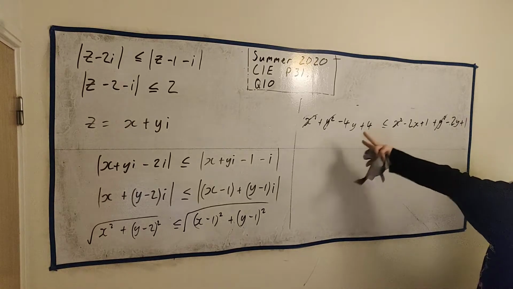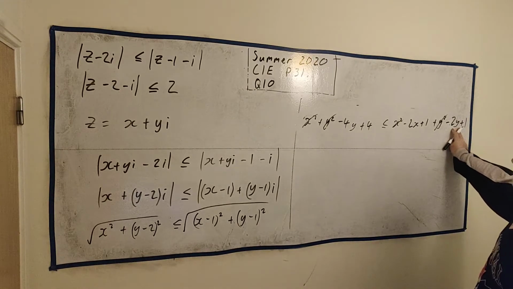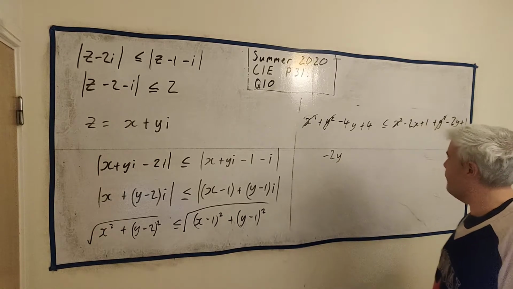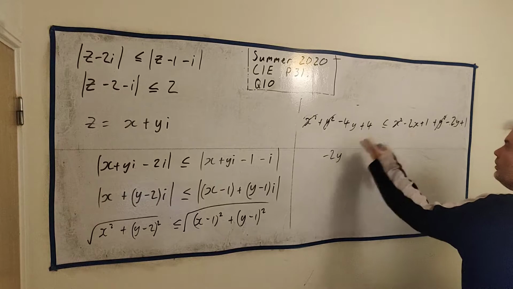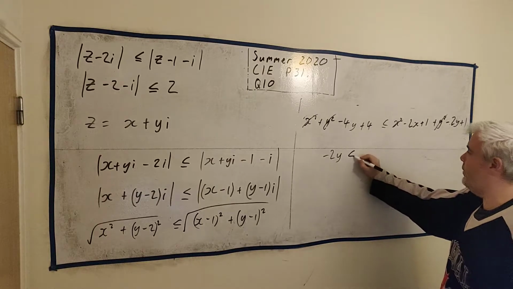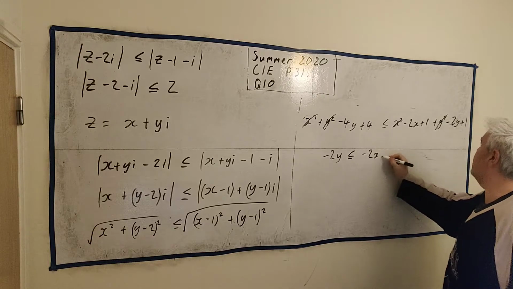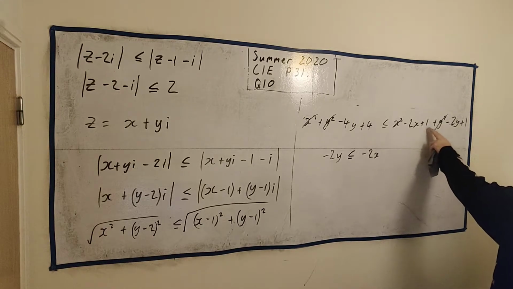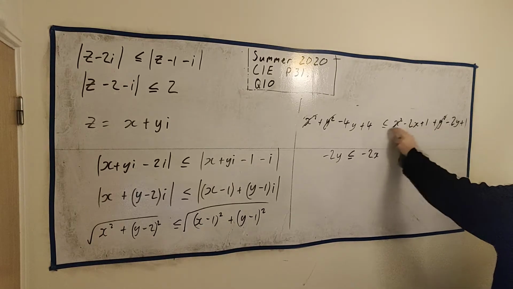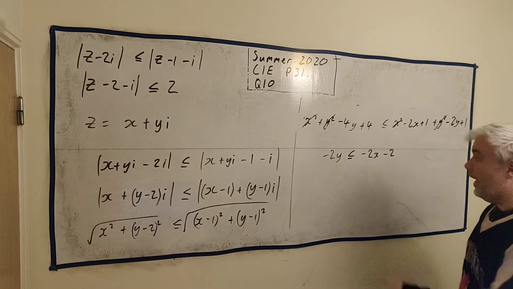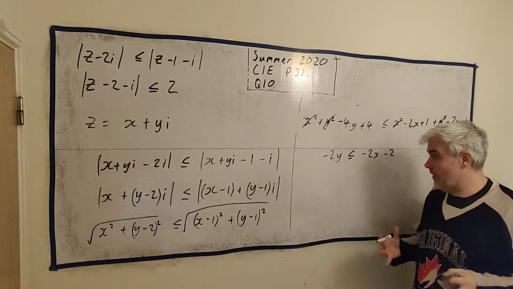Let's get all the y's to the left. This minus 2y will become a plus 2, so we're left with minus 2y. And we lose all the numbers and the x's to the right, less than or equal to minus 2x. And then all the numbers. What have we got? 1 plus 1 is 2. 2 minus 4 is minus 2. This is looking like a straight line.